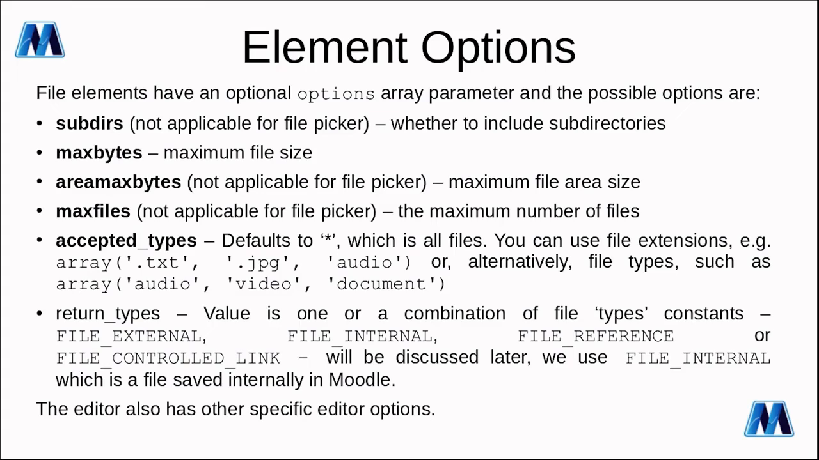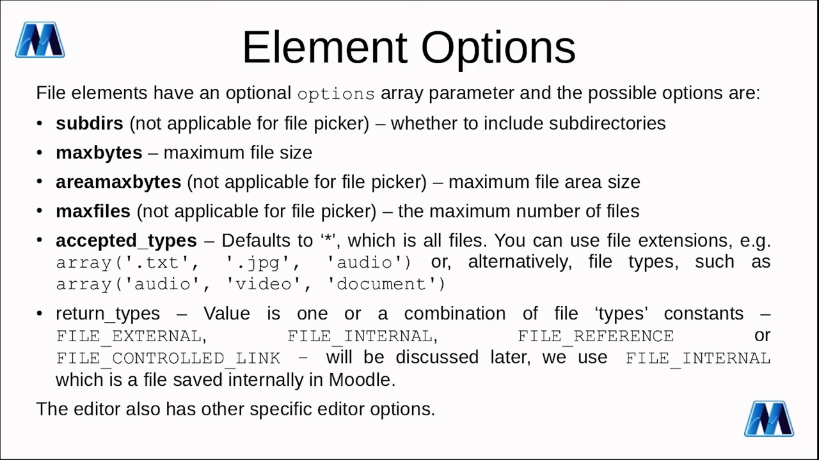Then you have the option to set the accepted types of files that you will allow, and you can use extensions as shown on the screen, or file types such as audio, video, document, etc. And there's somewhere in the code you can actually find the whole list of those. And then we've got return types, what kind of return values is going to come back for that file. So we've got file external, file internal, file reference, or file controlled link, which we'll discuss a little bit later. But we use file internal because the file is being saved internally in Moodle.